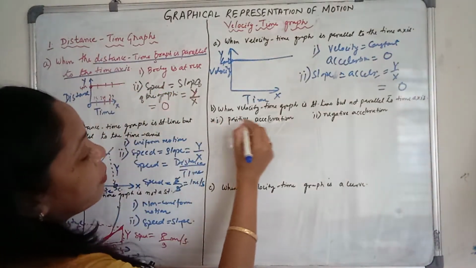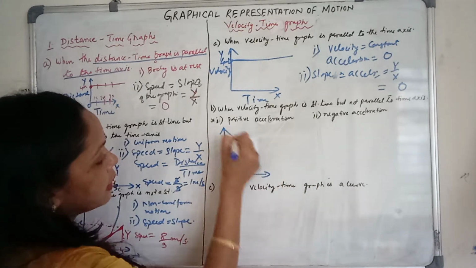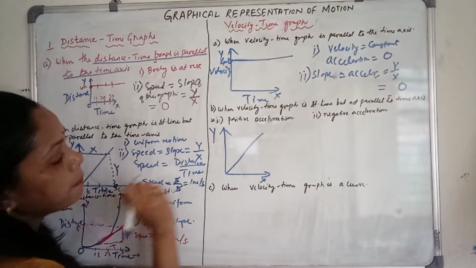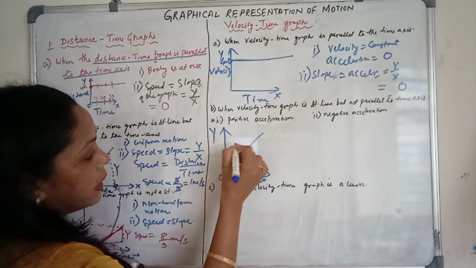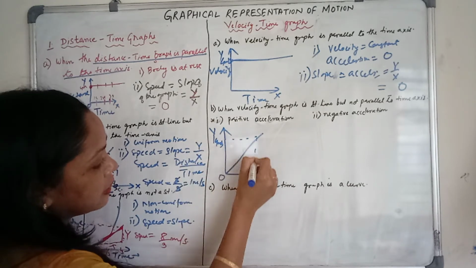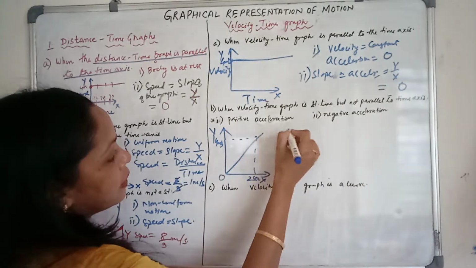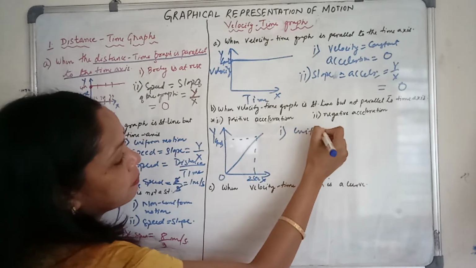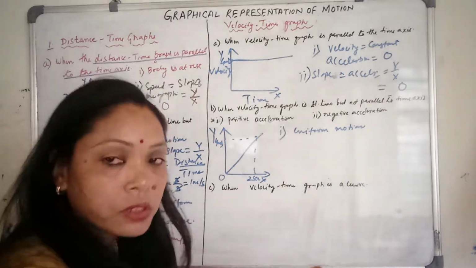Now number B, when the velocity time graph is a straight line but not parallel to the time axis, like this, x-axis, y-axis. Now again see, this is a line which is straight but not parallel. So here you have to find the acceleration. Suppose this is 4 meter per second. You take this one as 2 seconds, suppose. So what will be the first conclusion? First conclusion will be that here again it is a uniform motion, or you can also say uniformly accelerated motion.